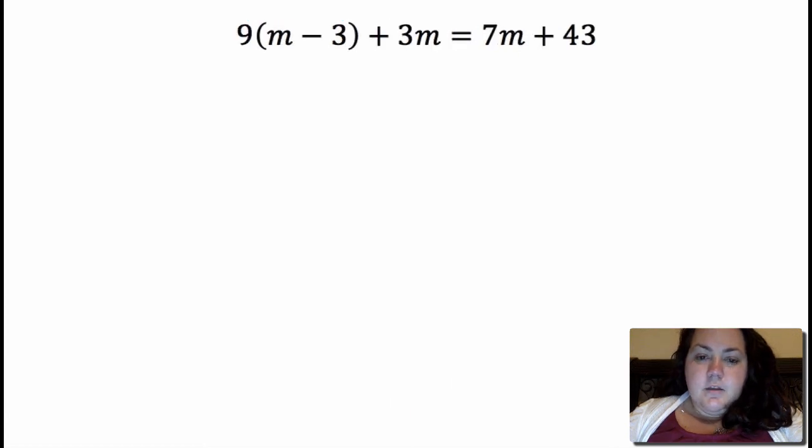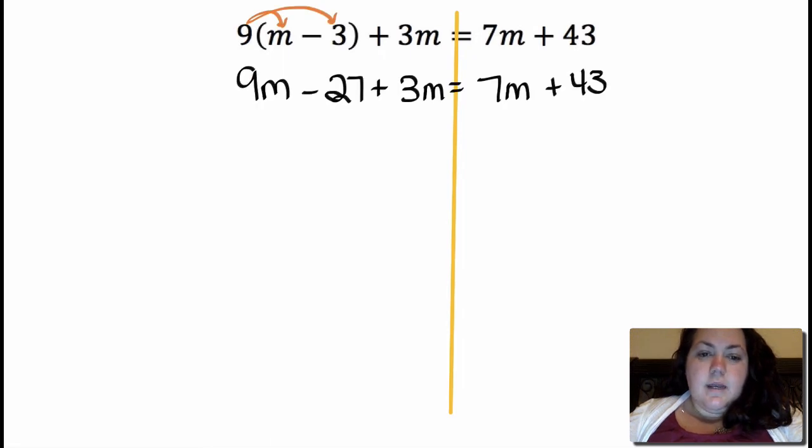All right, another example. So I'm going to distribute that 9. So 9 times m and 9 times negative 3. That's going to give me 9m. 9 times negative 3 gives me negative 27, so 9m minus 27. And then I'm going to bring all the other pieces down.